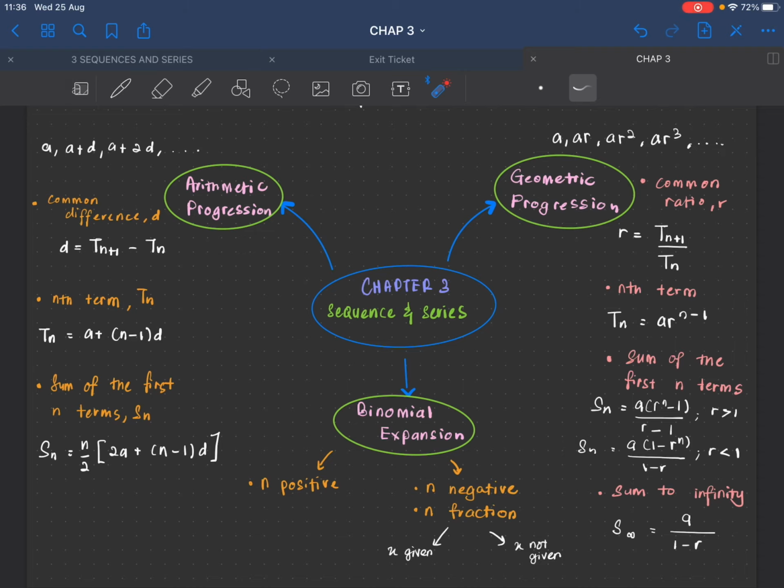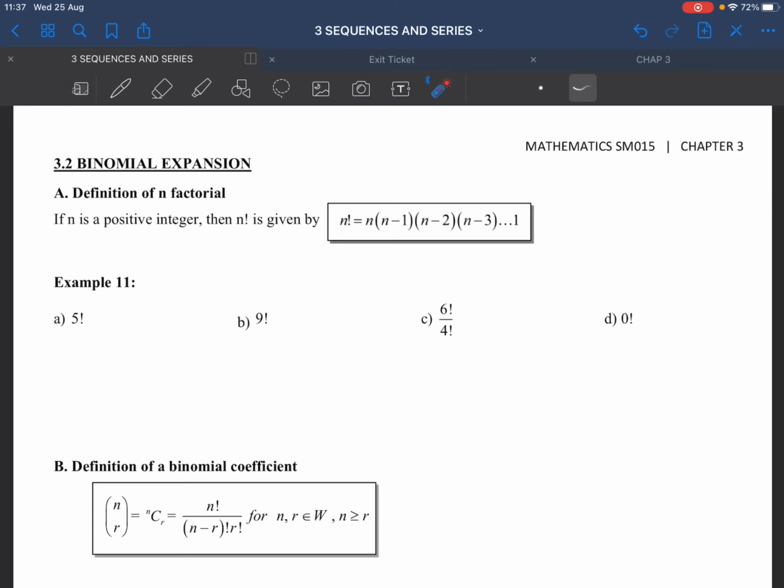Okay, kalau kamu tengok dekat sini, kita ada terbagi kepada 2, binomial expansion, n positif, n negatif. So, binomial expansion kita tu dalam bentuk (a plus b)^n. So, n tu apa? n is the power. Okay, the power here. Okay, so we are going to see first the general binomial expansion.